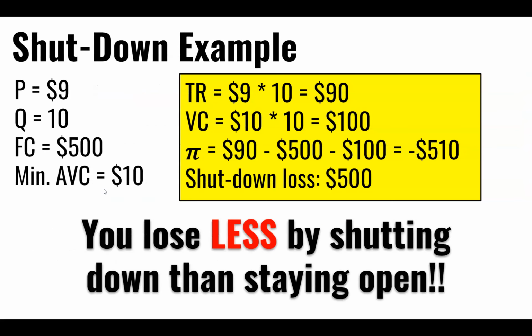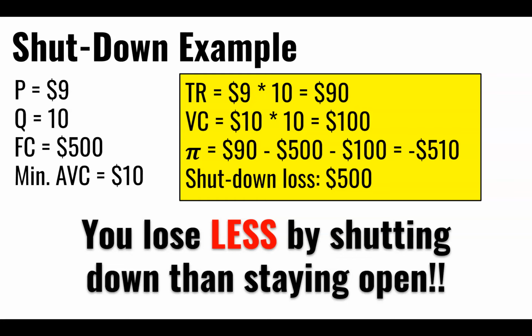So here's an example of a shutdown. Let's assume the price is $9 for a good, and we're producing 10 units. That's the optimal output. And we have fixed costs of $500. And we have a minimum average variable cost of $10. So in this situation, our total revenues are $90. Our variable costs are $100. That's $10, the minimum average variable cost, times the 10 we're producing, giving me a total variable cost of $100. So the profit I'm working at here is $90 in revenue, $500 in fixed costs, $100 in variable costs, which leads me to a loss of $510.